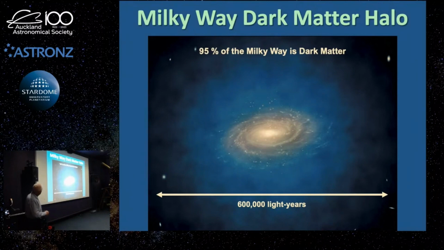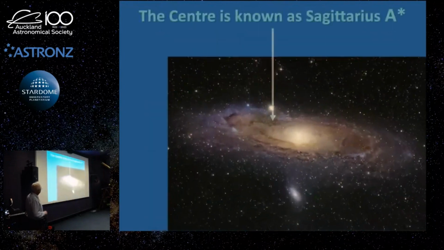Remember, from here to here is about 100,000 light years. Here to here is about 600,000 light years. Massive. 95% of the mass of the Milky Way is thought to be dark matter, this hypothetical particle.